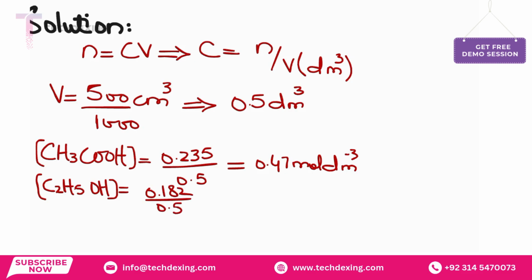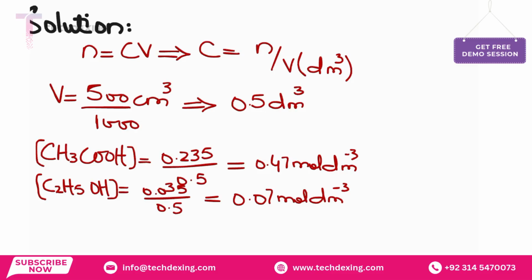0.5, and the concentration of ethanol comes out to be 0.364... no, the concentration of ethanol is 0.035, and it comes out to be 0.07 mole per dm cube.